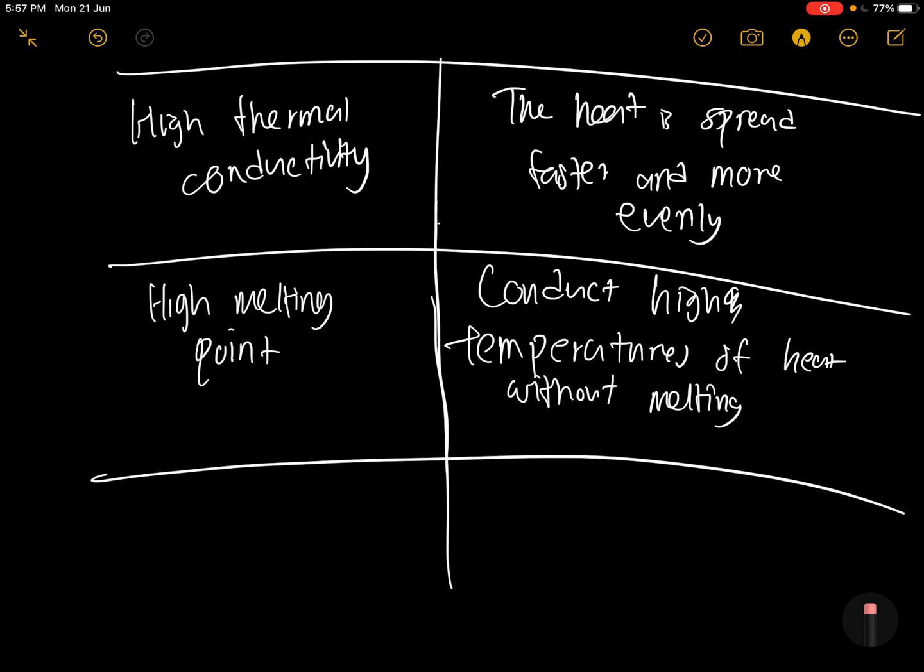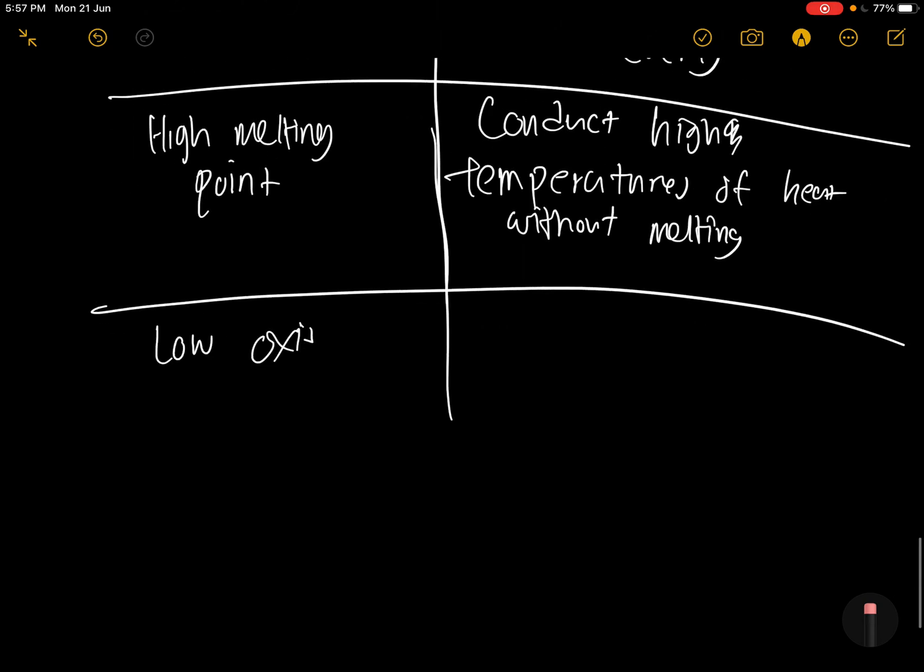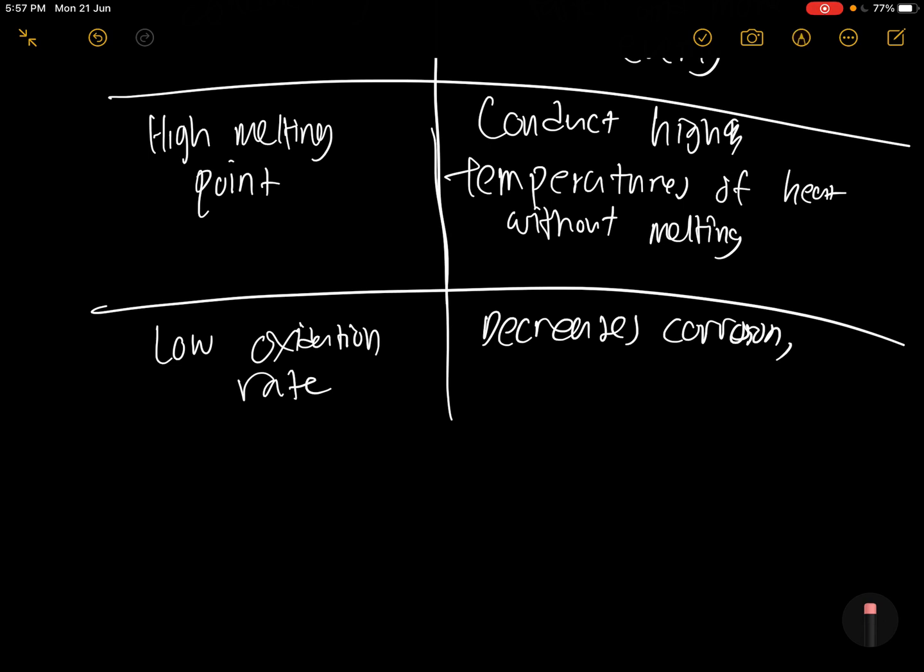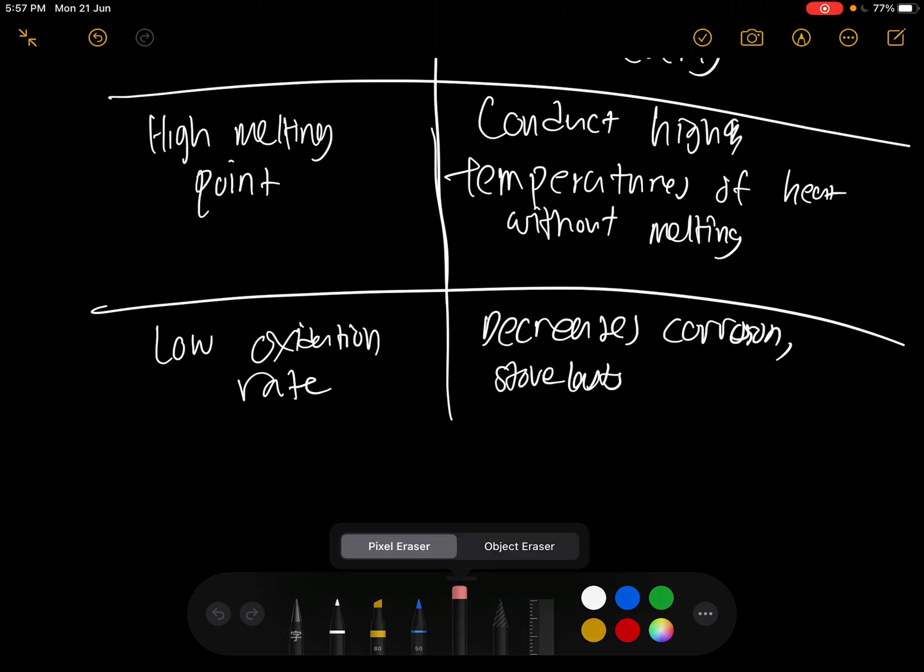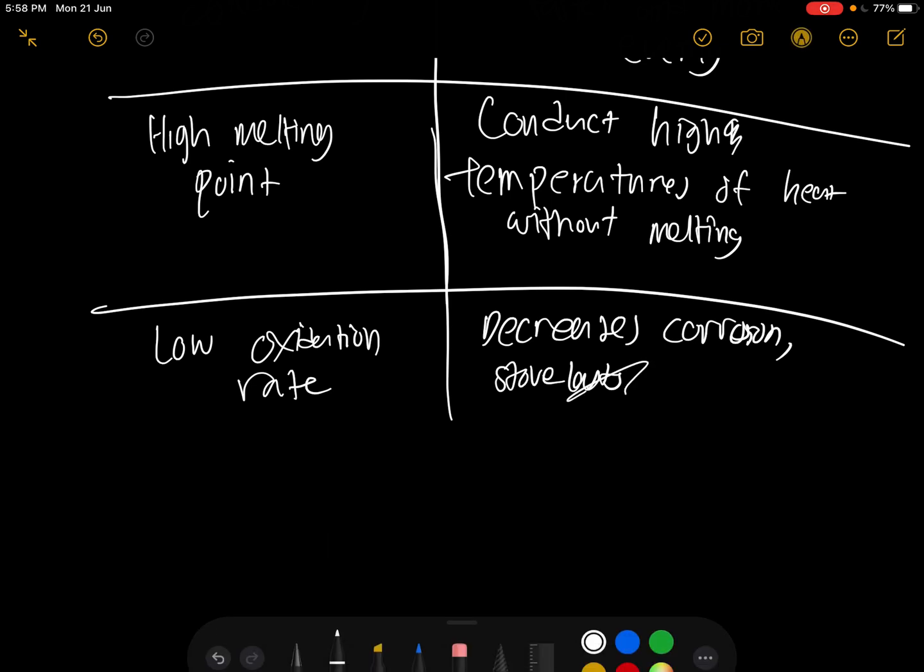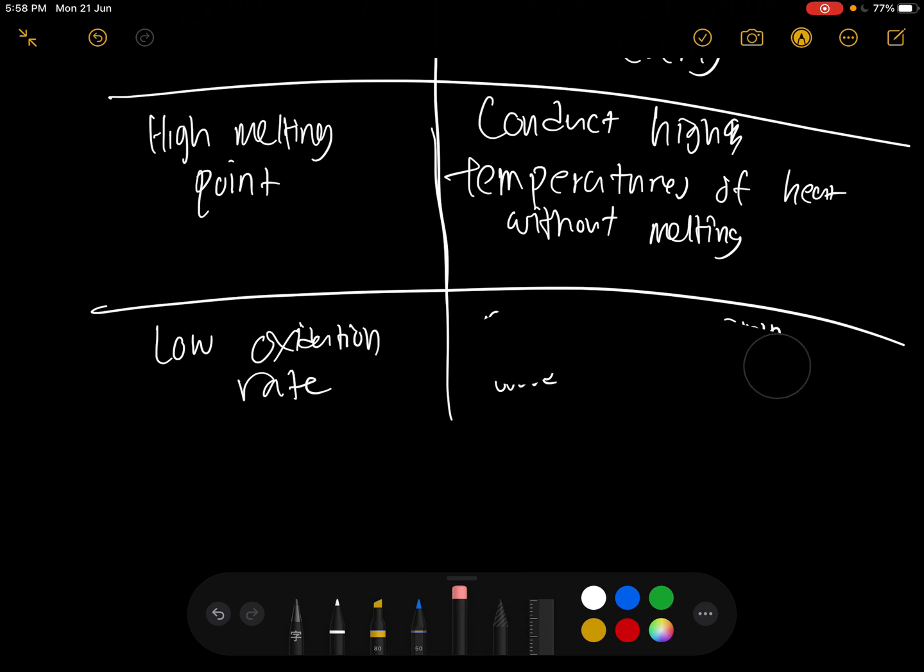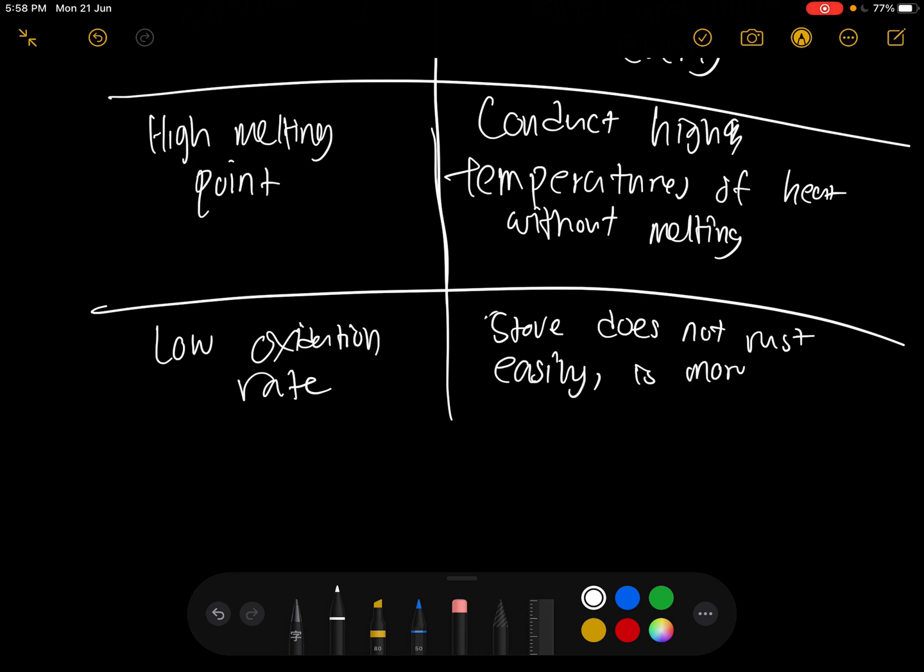And lastly is low oxidation rate. So why do you want a low oxidation rate? Because it decreases corrosion. Why do you want to avoid corrosion? Because the stove will last longer. No, I won't say last longer. I would say more durable. Stove does not rust easily. It's more durable.